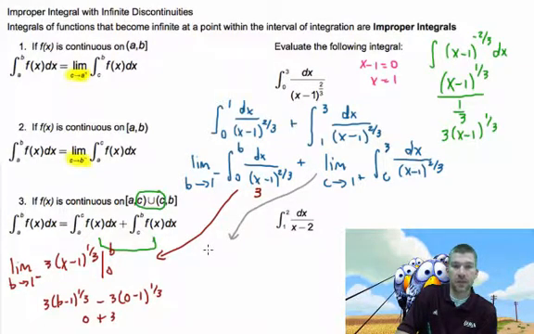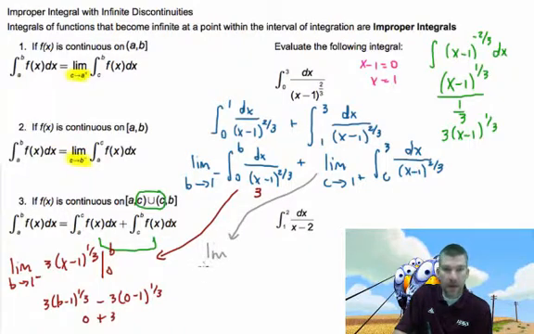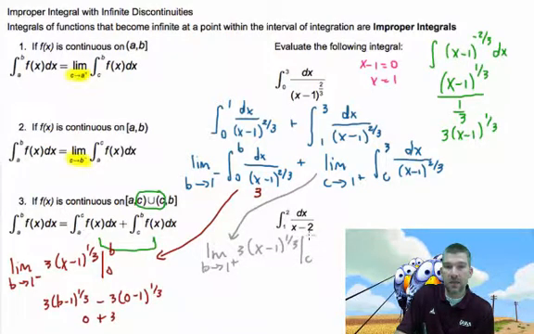So the second guy is going to be the limit as b approaches 1 from the right of the same thing, which is going to be 3 times x minus 1 to the 1/3 power. And now we're going to evaluate this, though, from c to 3. And so when I do that, I get 3 times stop, which is going to be 3 minus 1 to the 1/3 power, minus 3 times where I started, which is c minus 1 to the 1/3 power.